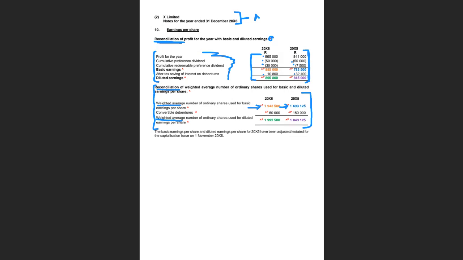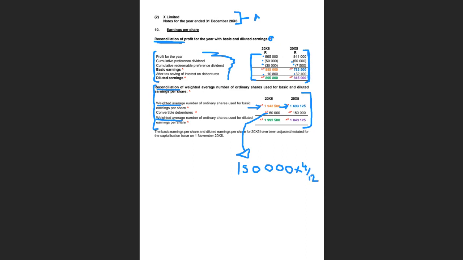Okay, and then I would do the dilutive effects. I would do it in the note. Okay, and I wouldn't waste time writing it out. So these are the shares, the convertible shares. And what they've done is they've taken the shares. Remember, we said we're going to get 150, right? And they've said, okay, for 8 months of the year, they were ordinary shares. And for the 4 months of the year, they were debentures. So they've multiplied it by 4/12.